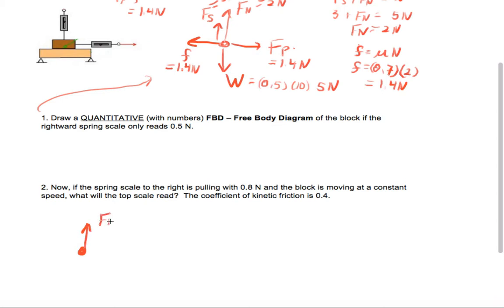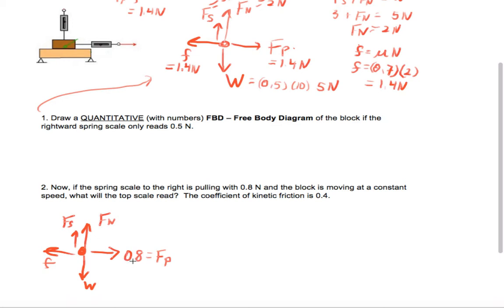So I'll have a normal force. I'll have the spring scale force pulling up. I'll have the weight pointing down. I've got friction here. And I've got this force of 0.8 newtons here, which is the pulling force. Let's see what we can solve for.